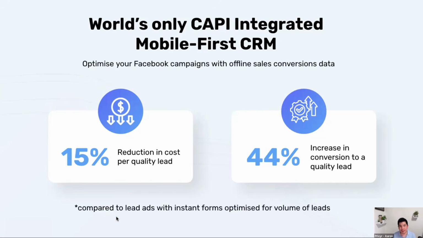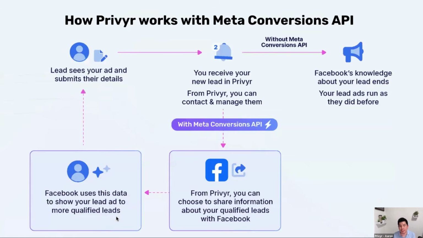So how it works is once you get a lead on Facebook, you will receive it instantly in your Privyr account. From there, you can contact and manage them as we saw earlier, and then you can, of course, continue managing and following up with them. And this is how people are using Privyr with Facebook lead ads today. Now, what we're introducing is the Meta Conversions API so that in the click of a button, you'll be able to share qualified lead information back to Meta to optimize your campaigns to drive more qualified leads. And we'll show you exactly how to do this and how this can be very, very simple.